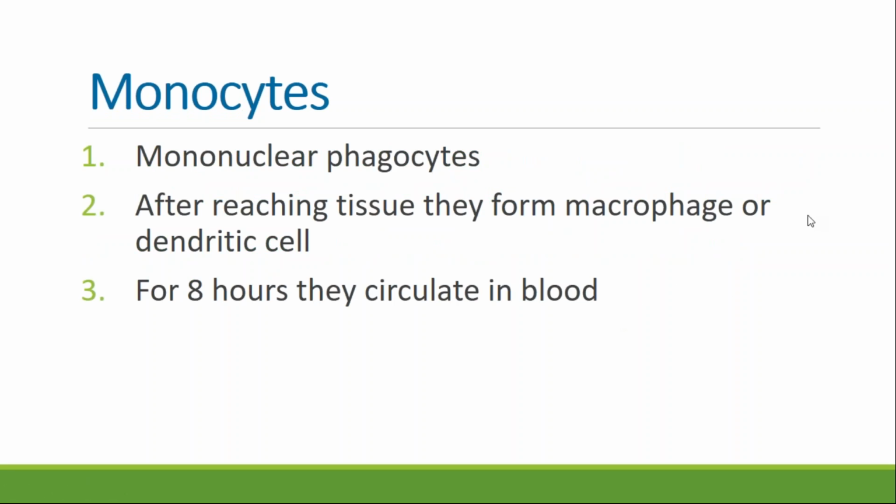Monocytes. Monocytes are mononuclear phagocytes. Phagocytes means they just engulf the antigen. They will not produce any kind of chemical, but they take the antigen inside the cell. After reaching tissue, they form macrophages or dendritic cells. When they are in the blood, they are in the monocytic stage only, but when they reach the tissue, they change their form into macrophages or dendritic cells. And they remain in blood for 8 hours.